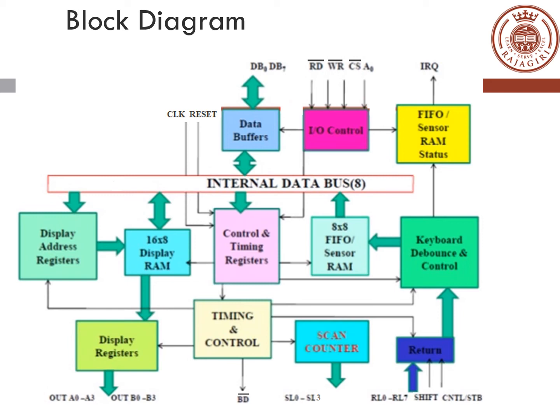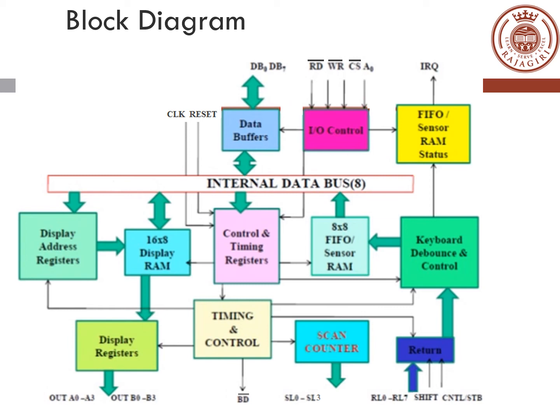And when there is some data in the FIFO sensor RAM, which is shown just below the internal data bus, the FIFO sensor RAM status bits are used to generate an IRQ. That's the yellow box on the top right. If you look below the internal data bus, on the left hand side, we will see the blocks which generate the outputs for the 7-segment matrixed display.